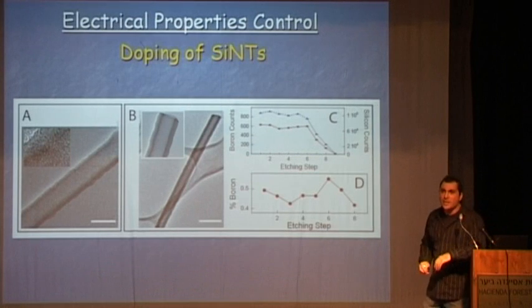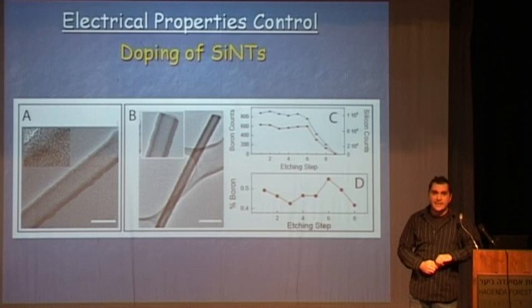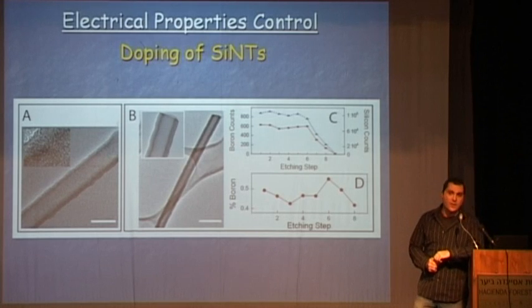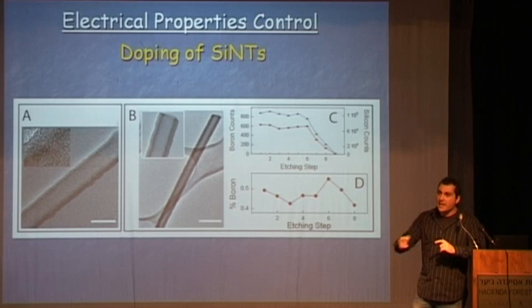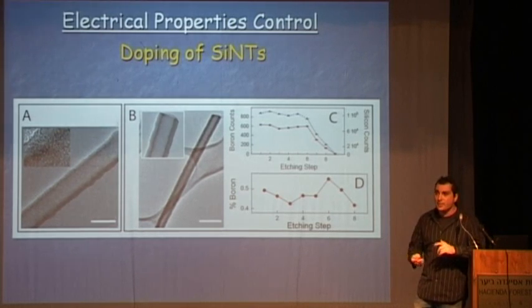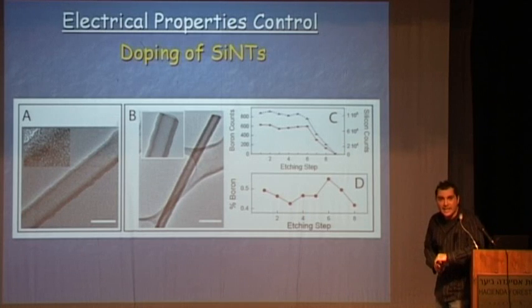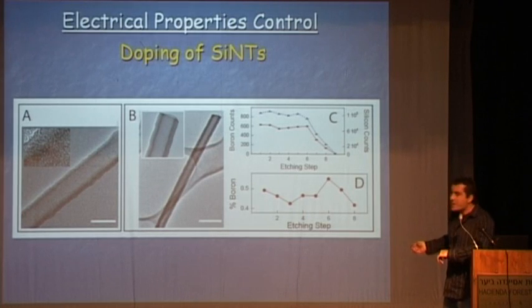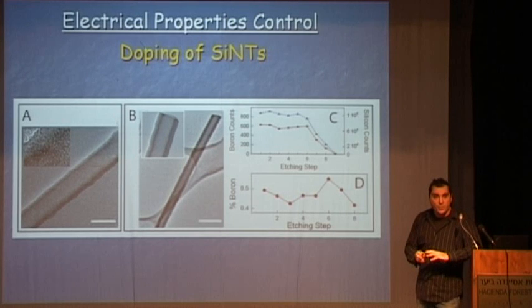It's not only important to control the dimensions and the shape, but the same technique allows us to control also the chemical composition of the walls. So by using impurities, what we call dopants, like for example boron or phosphorus, we can create silicon nanotubes with a controlled doping ratio on the walls.